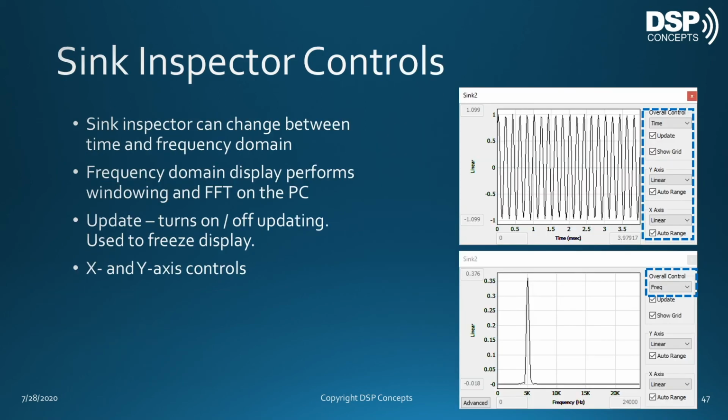Sync Inspector can also change between time domain and frequency domain. So if you're showing frequency domain data, it's essentially reading the time domain data from the target, and that does the FFT on the PC inside of Designer. There's also an update button, so you can freeze plotting if you see something of interest, and there's full control over the X and Y axes and so forth.